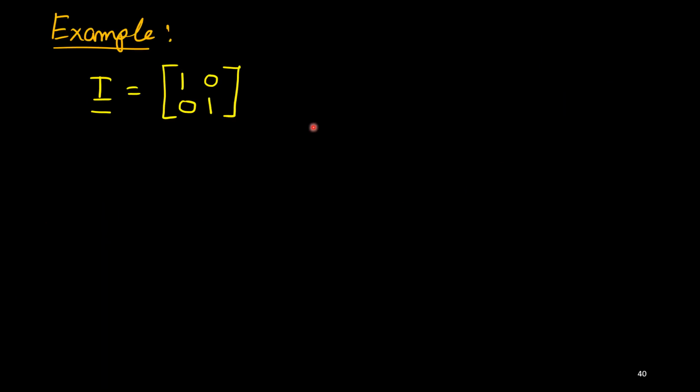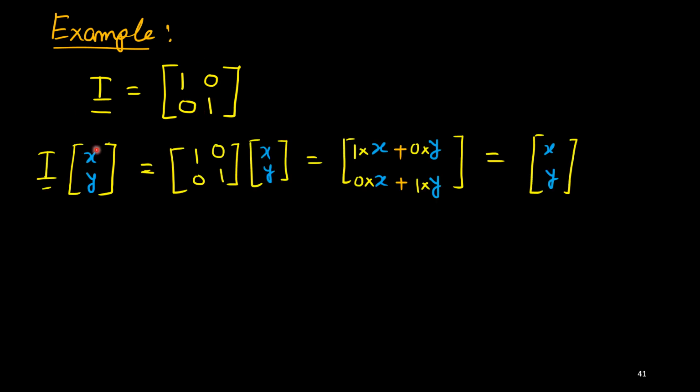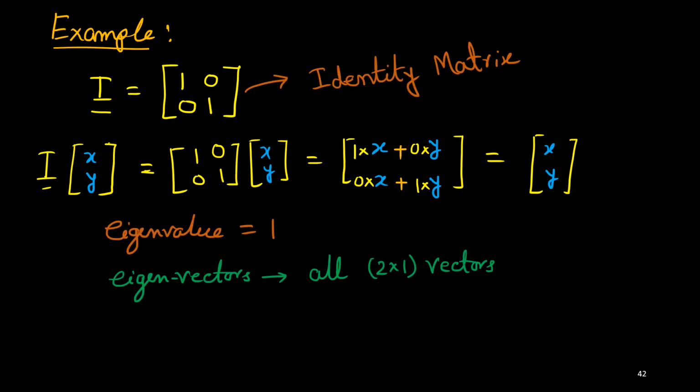Now I'll consider this one, which is very well known: [1, 0; 0, 1]. For this matrix, if I multiply with x and y, you will get the same x and y. If I multiply with any vector (x, y), I'll get the same vector, so there is no change. That's why this matrix is called the identity matrix. Its eigenvalue is 1, and all 2 by 1 vectors in the 2D plane are eigenvectors, remember.